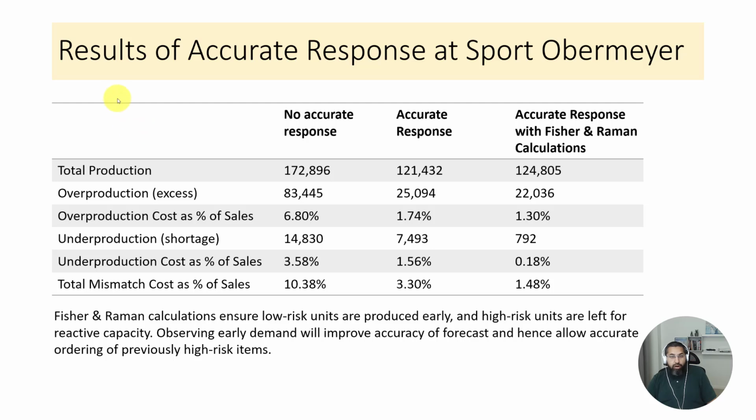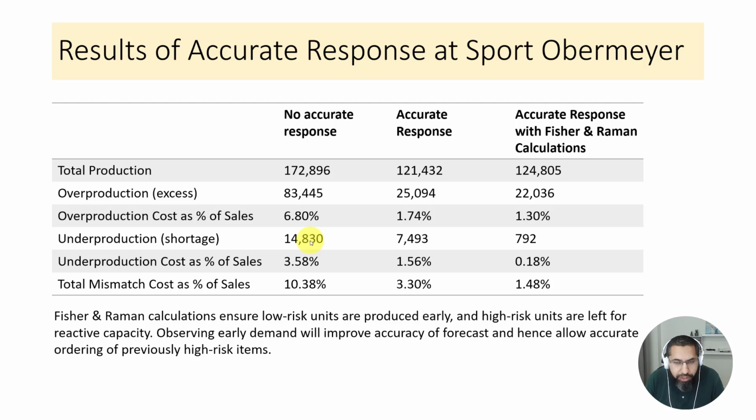So this is a very heartening slide. This shows you that even without calculations, just the accurate response setup of doing an initial order with efficient capacity, waiting for the start of the season, getting initial sales data, revising our forecast, and placing a second order, just this setup gives you most of the benefit. So if we don't have the setup, look at the first column. This is data from Sport Obermeyer. If there's no accurate response, we were going to produce 172,896 units. We would have overproduced 83,000 units and underproduced 14,000 units.